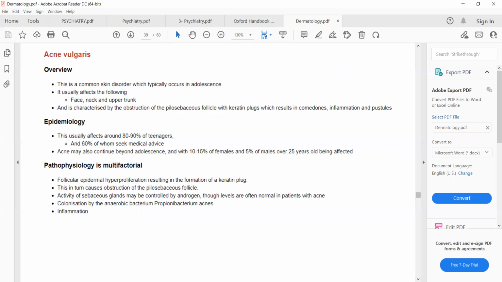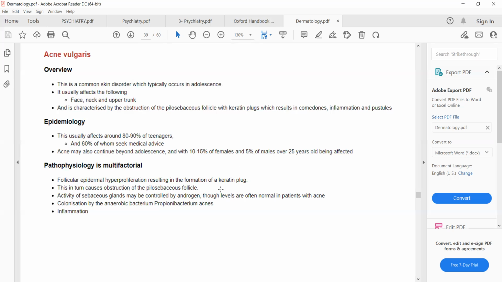Now, what leads to acne vulgaris? Usually due to hormonal changes or due to unknown etiology, there is follicular epidermal hyperproliferation. So the epidermal cells hyperproliferate, resulting in the formation of a keratin plug. Now, in the first step, there is formation of the keratin plug. In the second step, this keratin plug obstructs the pilosebaceous follicles.